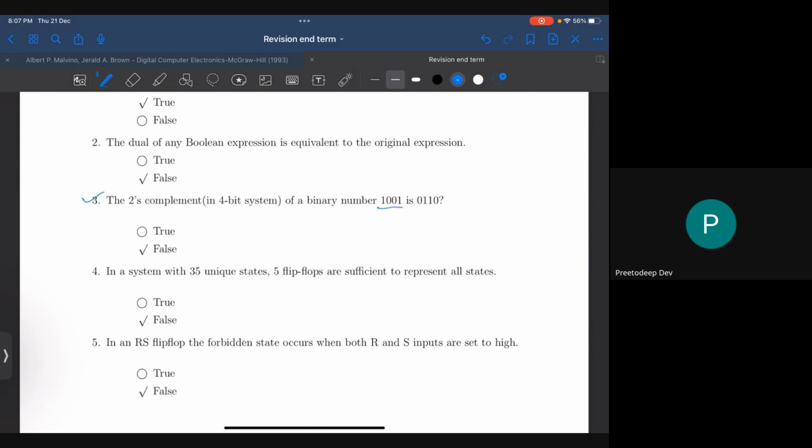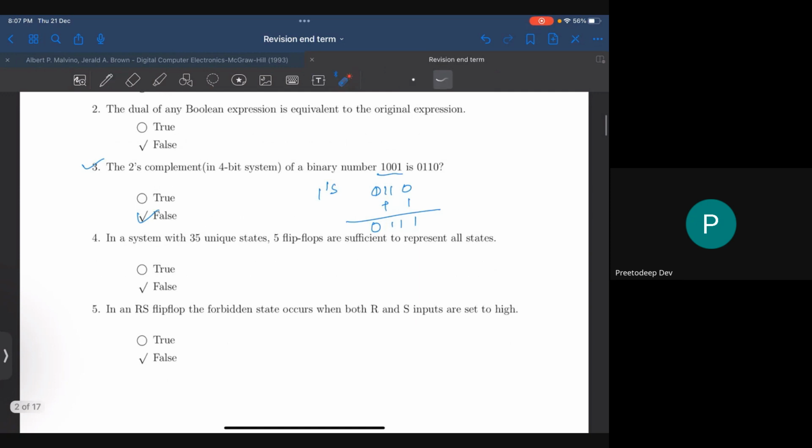The 2's complement on a 4-bit system of binary number 1001 is 0110. Let's solve for the 2's complement. You have to find the first complement, which is just the reverse, so 0110. For the second complement, you have to add one, so it will be 1110. So it's false, right?